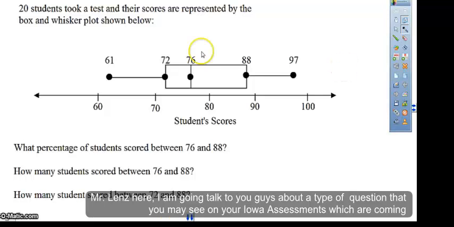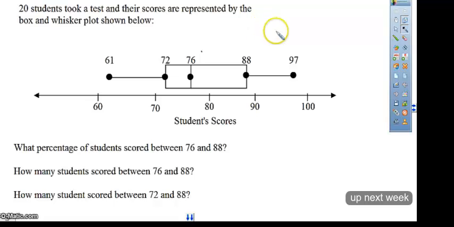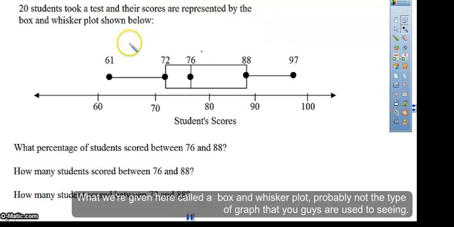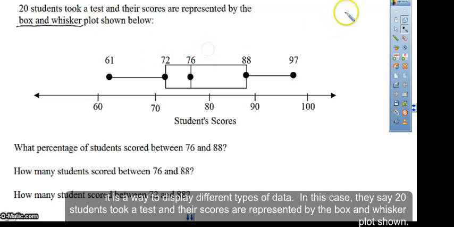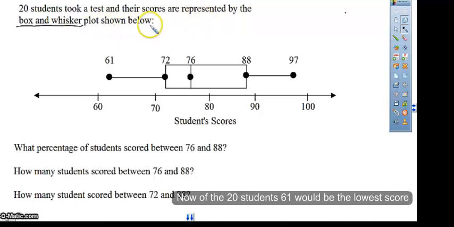Mr. Lenz here. I'm going to talk to you guys about a type of question that you may see on your Iowa assessments, which are coming up next week. What we're given here is called a box and whisker plot. Probably not a type of graph that you guys are used to seeing, but it is a way to display different kinds of data. In this case, they say 20 students took a test and their scores are represented by the box and whisker plot shown below.